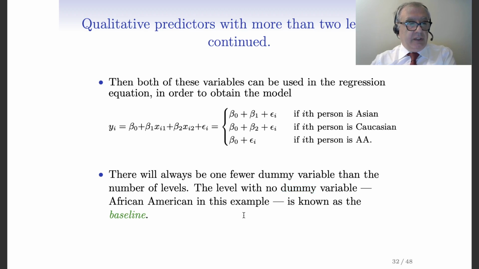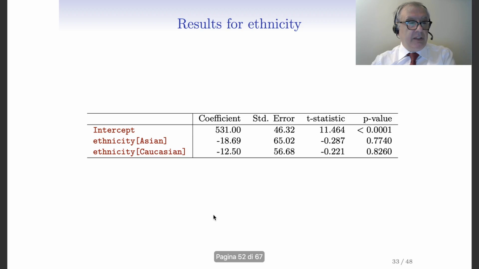Of course, it will always happen that one of the levels is associated with 0 values of the dummy variables. In this case, it is African American, and this, as I have already said, is known as the baseline.